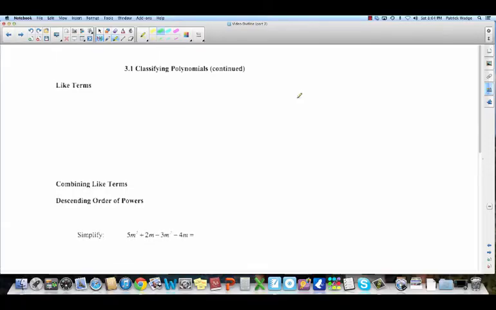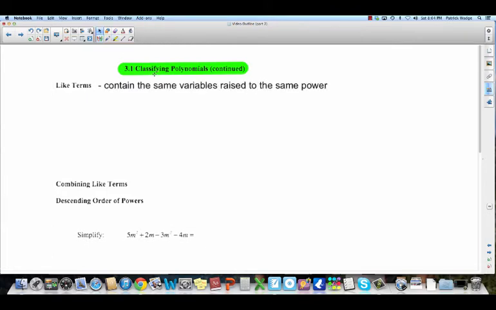It's alright. Alright, let's finish section 3.1 on classifying polynomials. Today what we need to do is talk about like terms first of all. So what are like terms? Like terms contain the same variables raised to the same power.